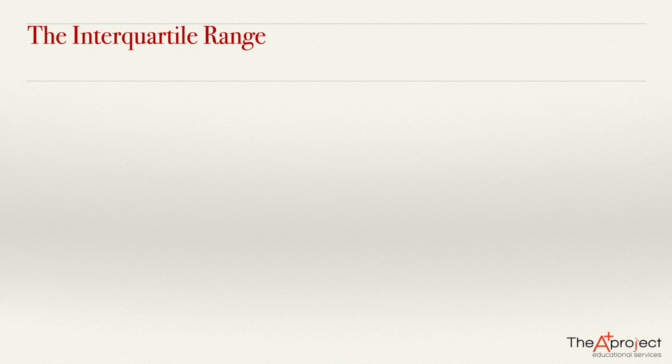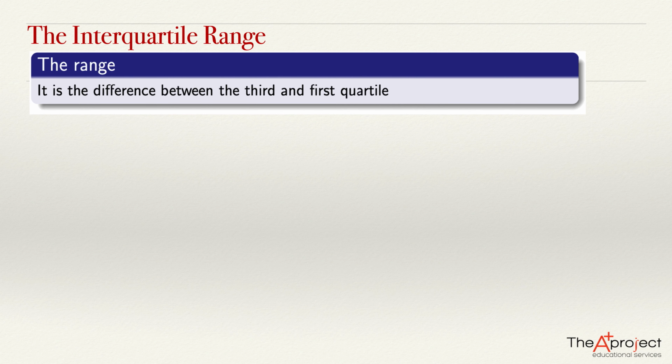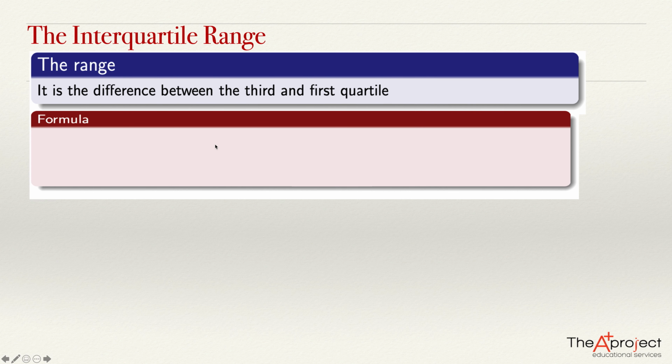So let's now study one measure of dispersion that is not so sensitive to outliers, and this is called the interquartile range. The definition is simple again. It's just the difference between the third and the first quartile. But that means you need to work a little more. The formula is just the difference: quartile 3 minus quartile 1.